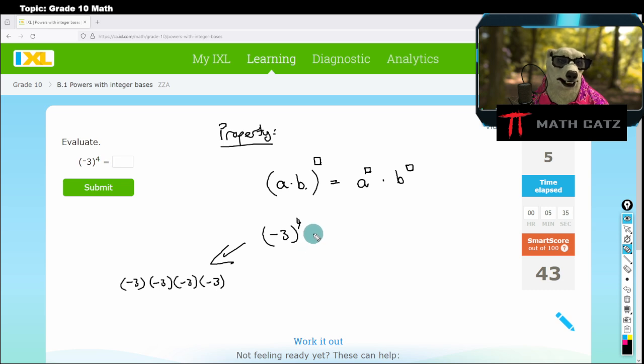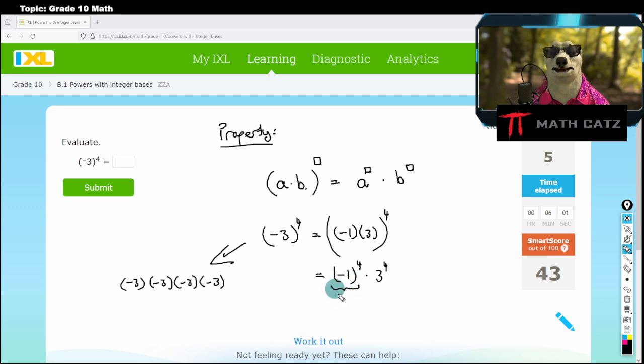So instead, I want to write this as negative 1 times 3, and my big bracket around that is to the power of 4. So then I have, by this property, negative 1 to the power of 4 times 3 to the power of 4. This negative 1 times itself an even number of times will be 1. And this 3 to the power of 4 is easier to figure out now because it's a positive integer. That's 4 3's multiplied together.